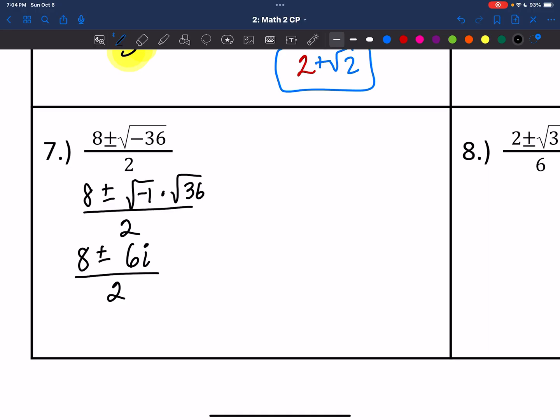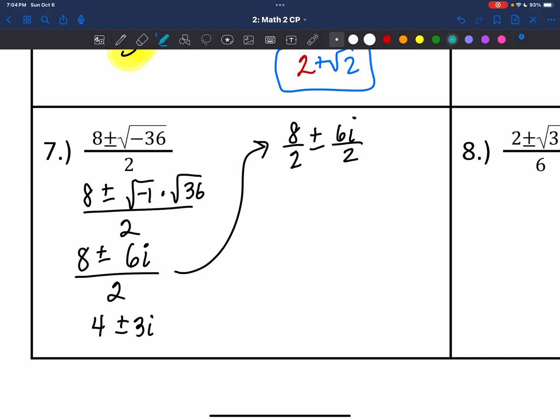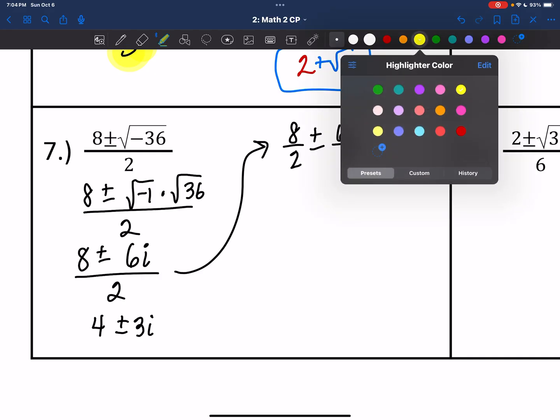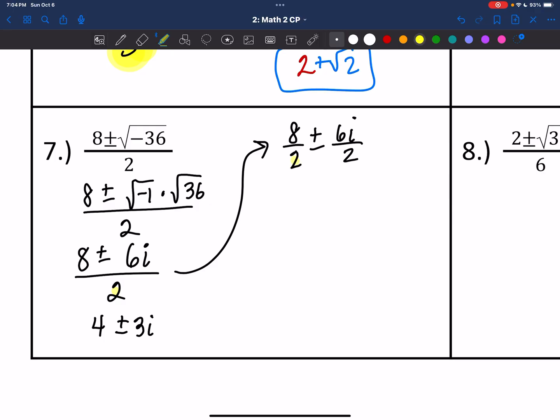So again, if you're good with simplifying and you aren't making silly mistakes, you could just simplify this to 4 plus or minus 3i. If you notice you're making mistakes, you can always rewrite it: 8 over 2 plus or minus 6i over 2. And remember that this 2 is the same as these two 2's. Okay, so then just simplify from there.